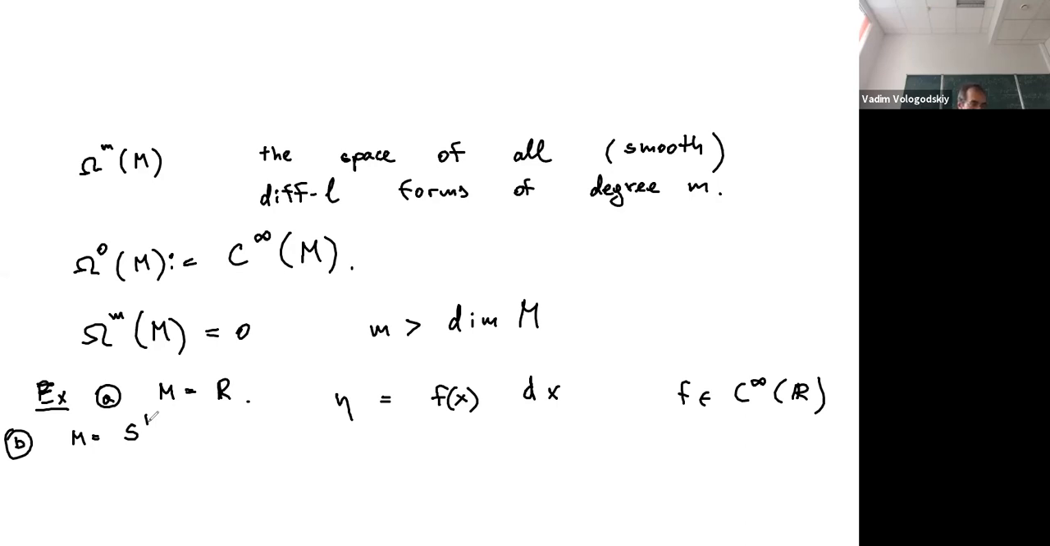So I will give you an example. First, I will give you an example of one form. So let's consider, I think of a circle sitting inside R2, and identify it with complex numbers whose absolute value is equal to 1.